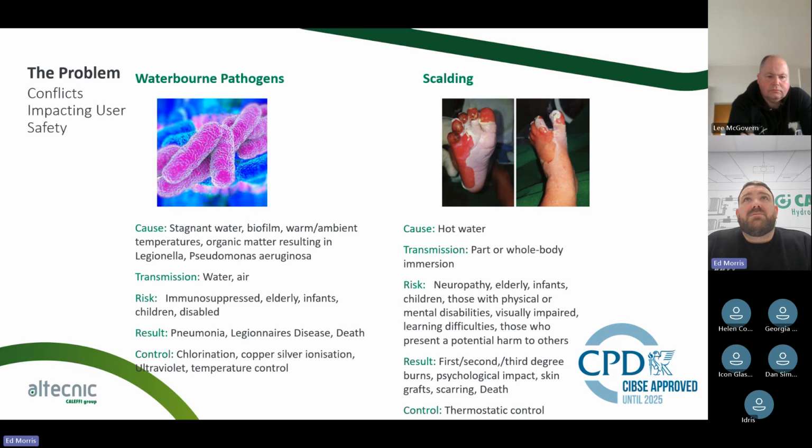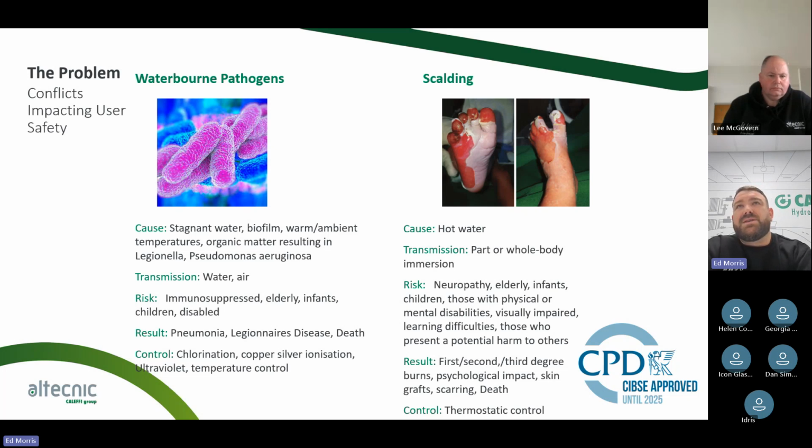The risks that we have when it comes to bacterial growth are things like being immunosuppressed, so people who don't necessarily have a strong immune system can be very susceptible to bacterial growth within water. The elderly, again, find it more difficult to fight off infection. Infants and children, their immune system may not be up to speed yet, but also disabled people as well. They have implications which could also cause some problems. The results that we have are pneumonia, Legionnaires' disease. In some cases, it can lead to death.